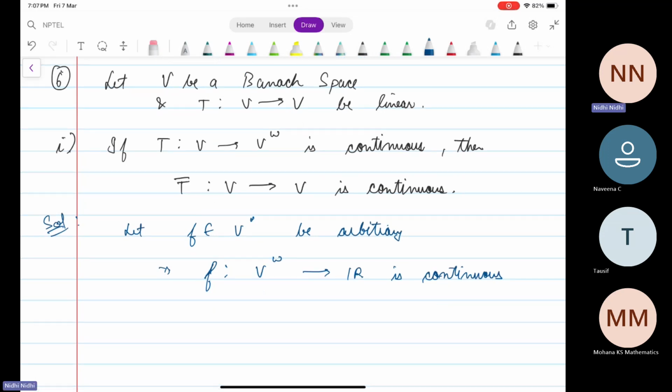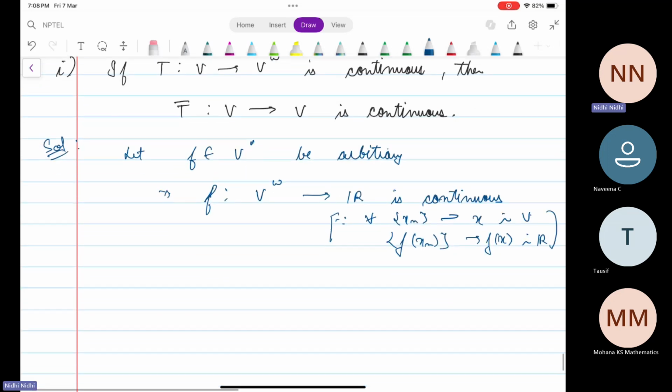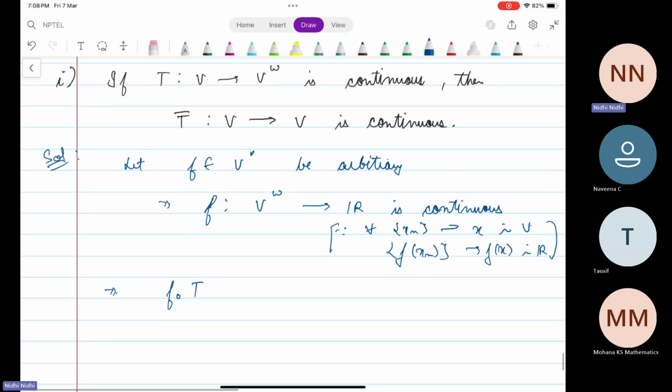Since for every xn converging weakly to x in V, f(xn) converges strongly to f(x) in R. This implies F composed with T, which is from V to R, is continuous for every F in V star.